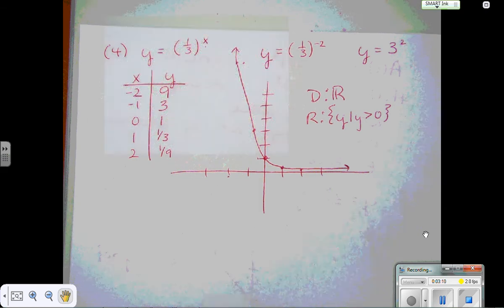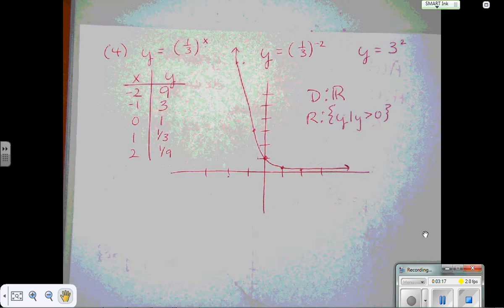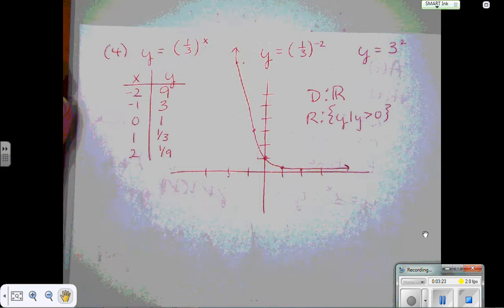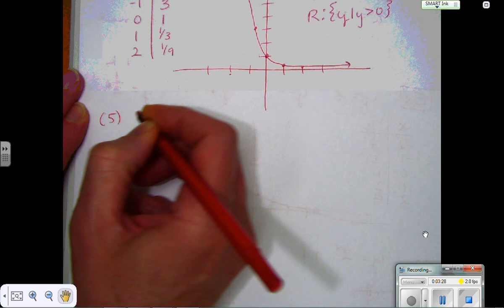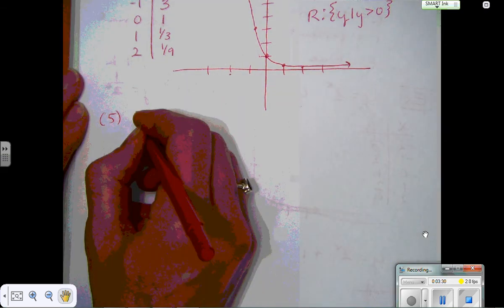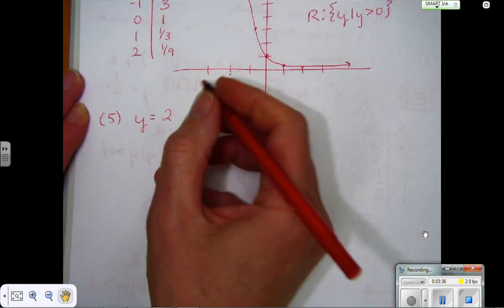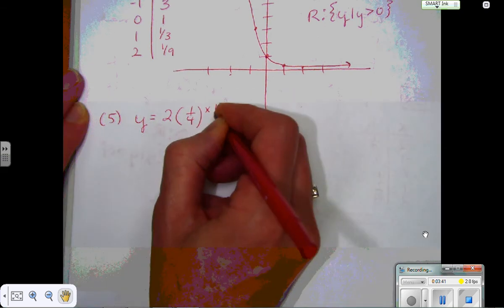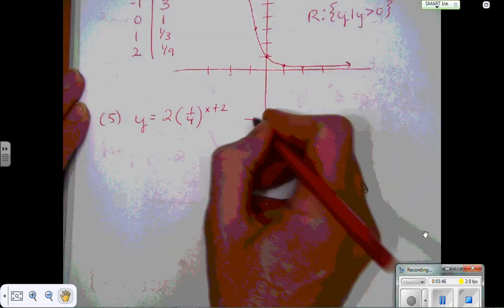All right, so let's look at number 5. Let's do number 5 together, and then I'm going to let you guys do number 3 on your own. So number 5 is a little more complicated because it has a value that's multiplying the base. It has an exponent that you're going to be adding something to, and then the -3 out there on the end.